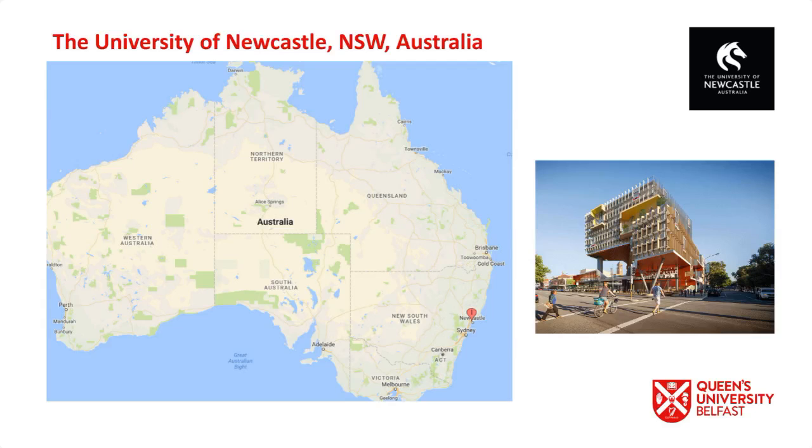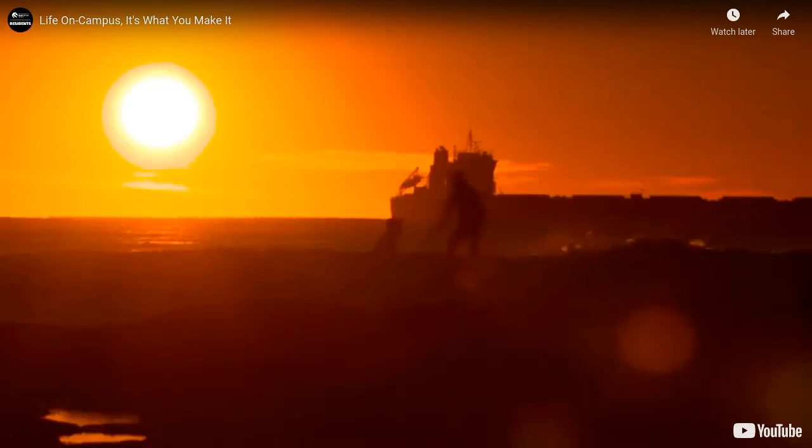The university itself was established in 1965, so it's a relatively new university, but it has more than 30,000 students across a wide range of disciplines. And approximately 6,000 of these are from overseas. So I want to play a video, a promotional video from the University of Newcastle, that'll give you a flavour of the university.